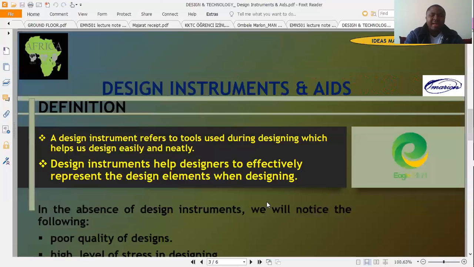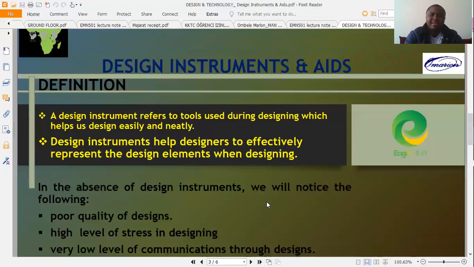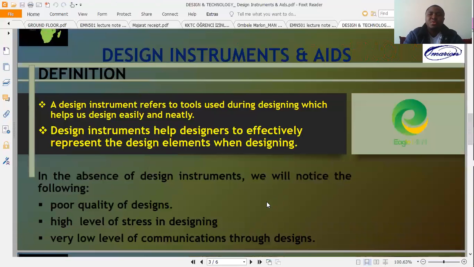more effectively. And so in the absence of design instruments, it's obvious that you have very poor quality of designs, and there's going to be high level of stress involved during designing. And also your design is going to communicate with very low strength, because in our previous discussions in this series, we've spoken and seen design to be a communication language of technical experts. And so you do not want to be lacking in your communication as a technical expert, right?